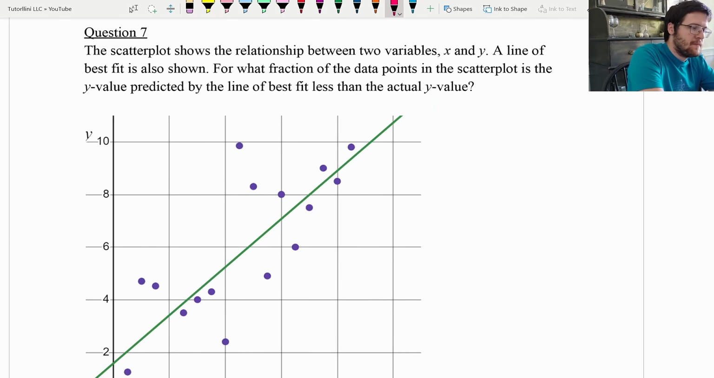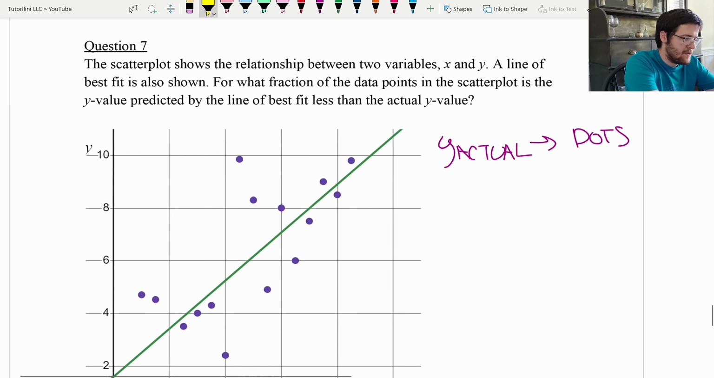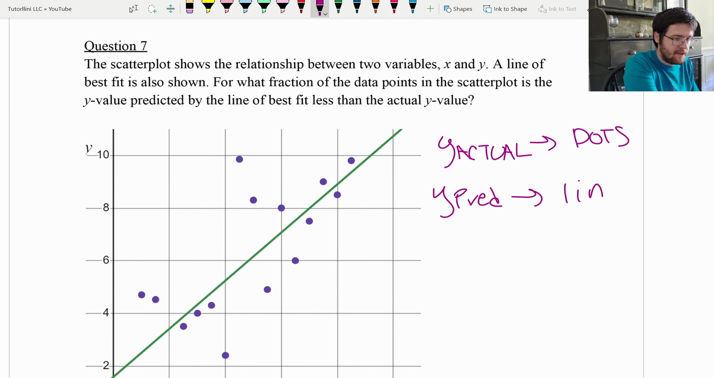Okay, question 7. So the really important thing you guys understand here about scatter plots is that the actual y values you get from the dots. So you see all these here and here and here, right? But the predicted y values you get from the line of best fit itself. So all the predicted y values are the y values coming from here. So if you wanted to find a predicted y value, you would find the line.